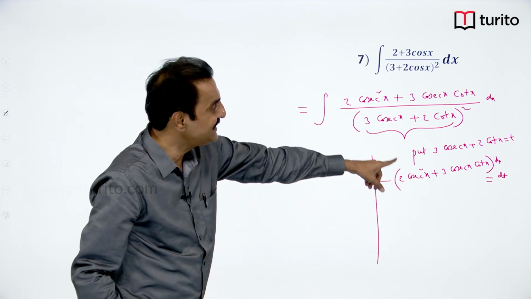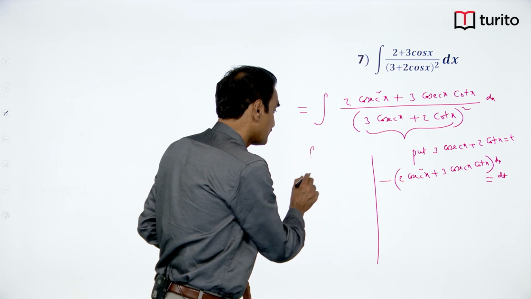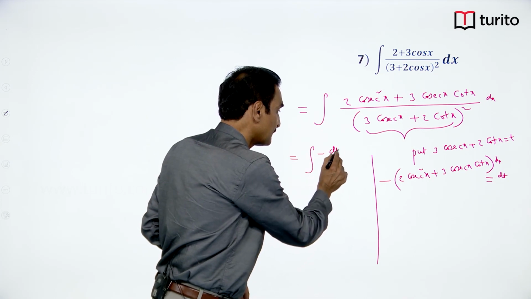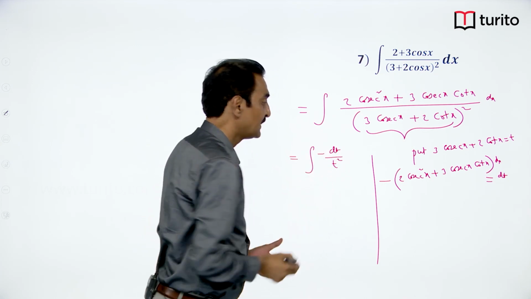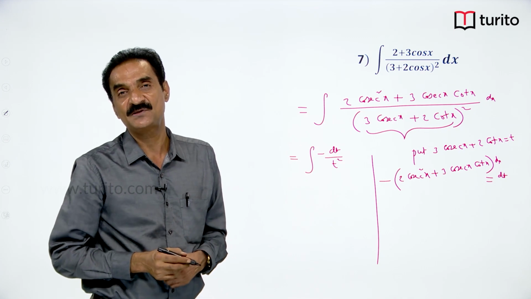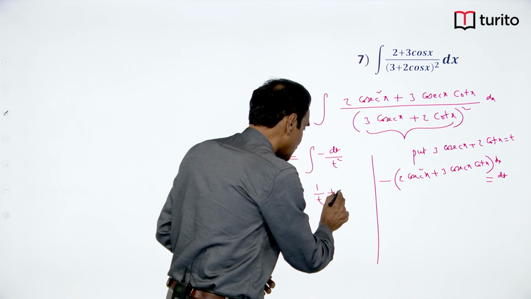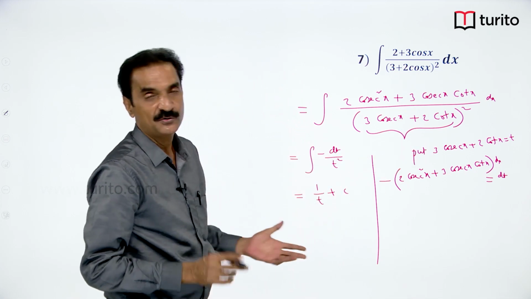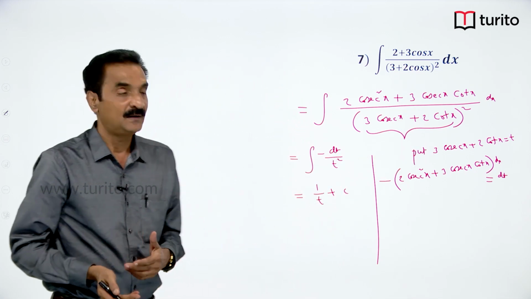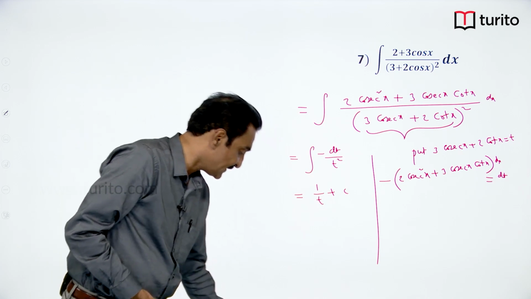So this integral will be integral minus dt by t square. What is the integral of minus 1 by t square? It is 1 by t plus c. Now substitute t. Okay. Next question.